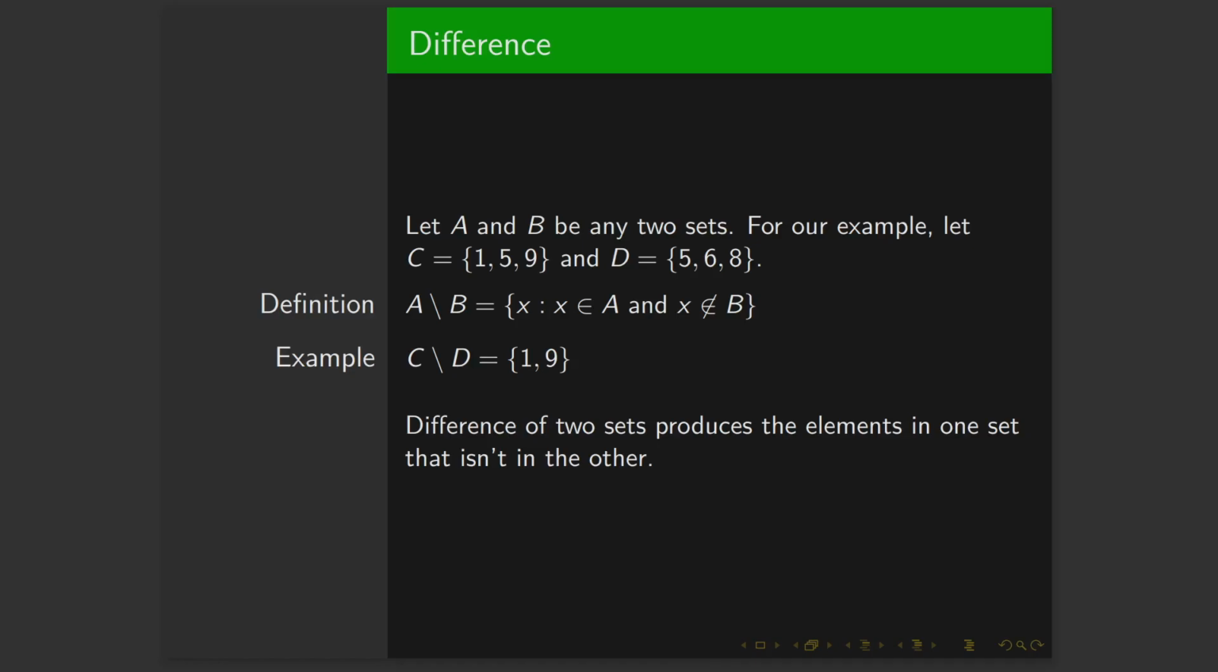Okay, let's look at difference. A remove B, or A difference B, is all the elements of the form x where x is in A, so our elements are from A, but they're also not in B. In this case, we'll notice that since 5 is in D, C difference D, or C remove D, is {1, 9}. The difference of two sets produces the elements that are in one set and not in the other.